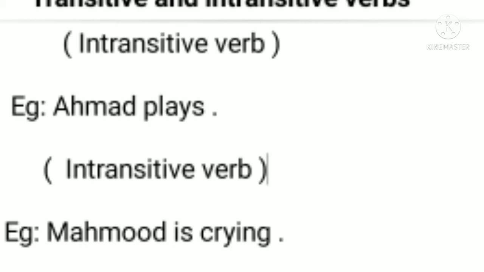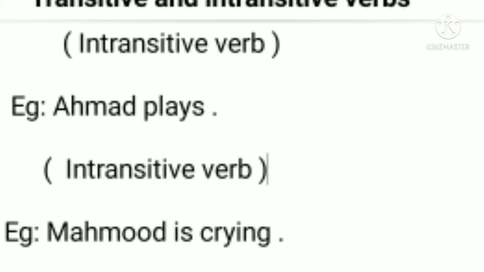Let's take another example of an intransitive verb, right? For example, Mahmoud is crying. Here we also don't have any object in this sentence, so therefore we must consider it an intransitive verb, right?